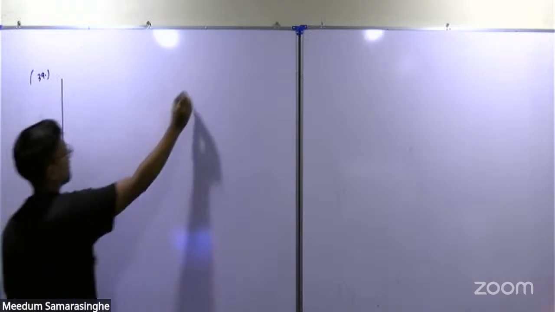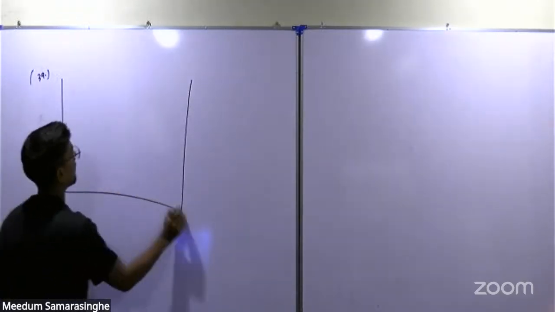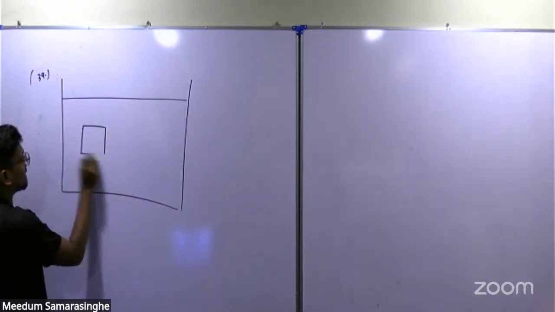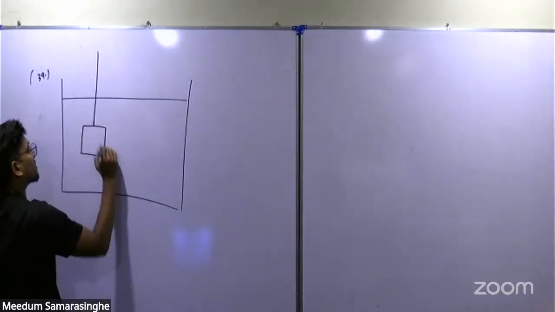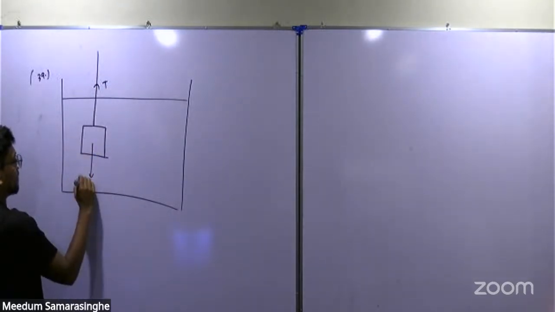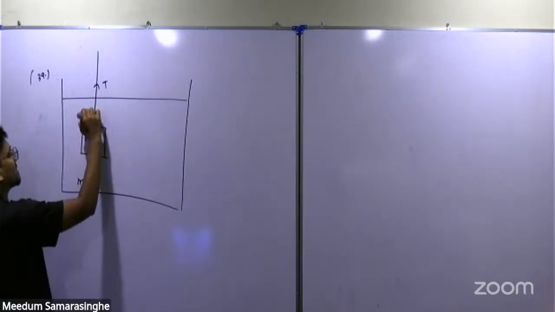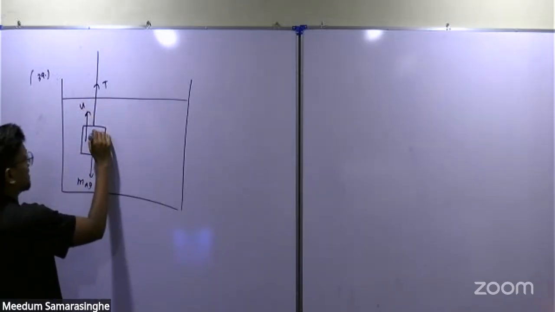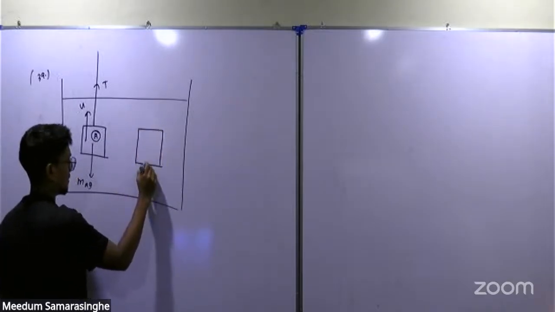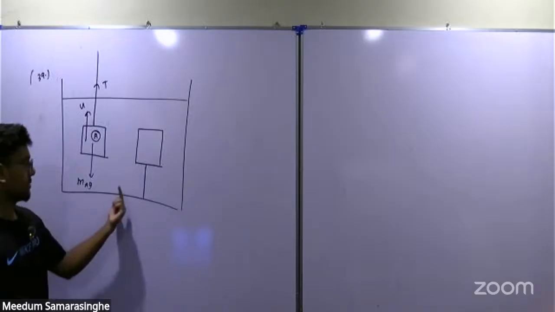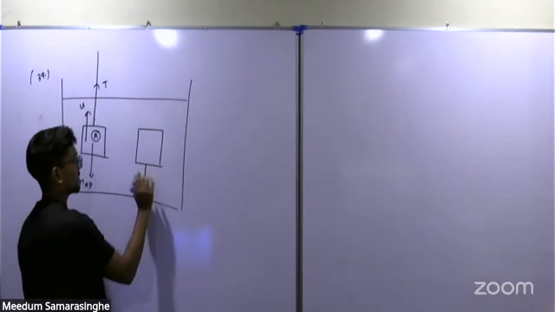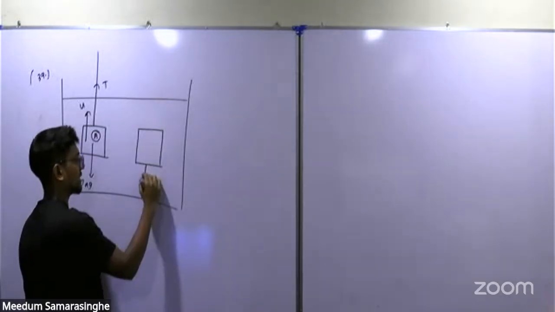Now you have a beaker of water. Here you have cylinder A, attached to a string, and the tension is T. The weight is, let's say, mg, and the upthrust is U. And this is A. There you have another cylinder B, attached to a string from the bottom. B is trying to move up, so the tension is acting downward.